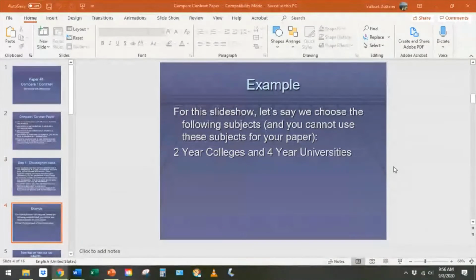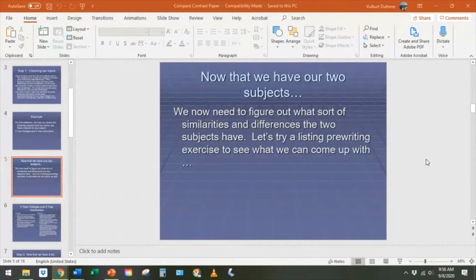So for an example, and this is why you can't use this for your paper because I'm doing it right here. An example of this would be doing 2-year colleges and 4-year universities. Okay, so let's say I was writing a paper on 2-year colleges and 4-year universities. So now we need to see, well, what do we know? What do we know about the similarities and differences between those two things?